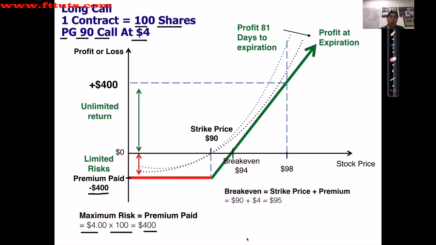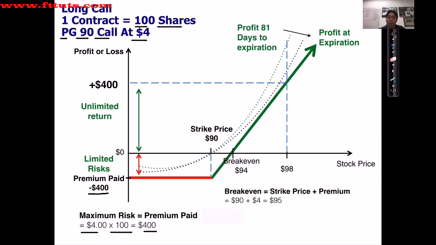Now, the next thing is to know what is your break-even price. When you buy a call option, you're hoping the price is going to go up. If it stays where it is or goes down, you're going to lose money. But it has to go up by a certain amount in order for us to break even, because recall that we are paying a premium for the call option. So the price has to move by the amount of premium at least to break even on the trade.